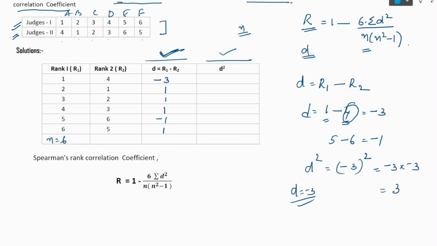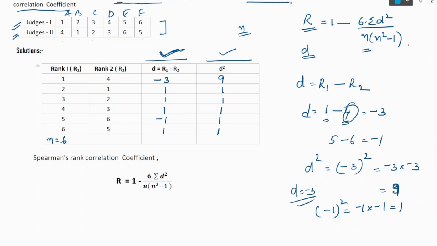That means if you are going to find the square in this column, all values are going to be positive. Minus 3 square, that is 9. 3 into 3, 9, plus 9. 1 square is 1, 1 square is 1. Here 1 square is 1, and minus 1 the whole square, that is minus 1 into minus 1. The answer is 1 again. The last answer is also 1.